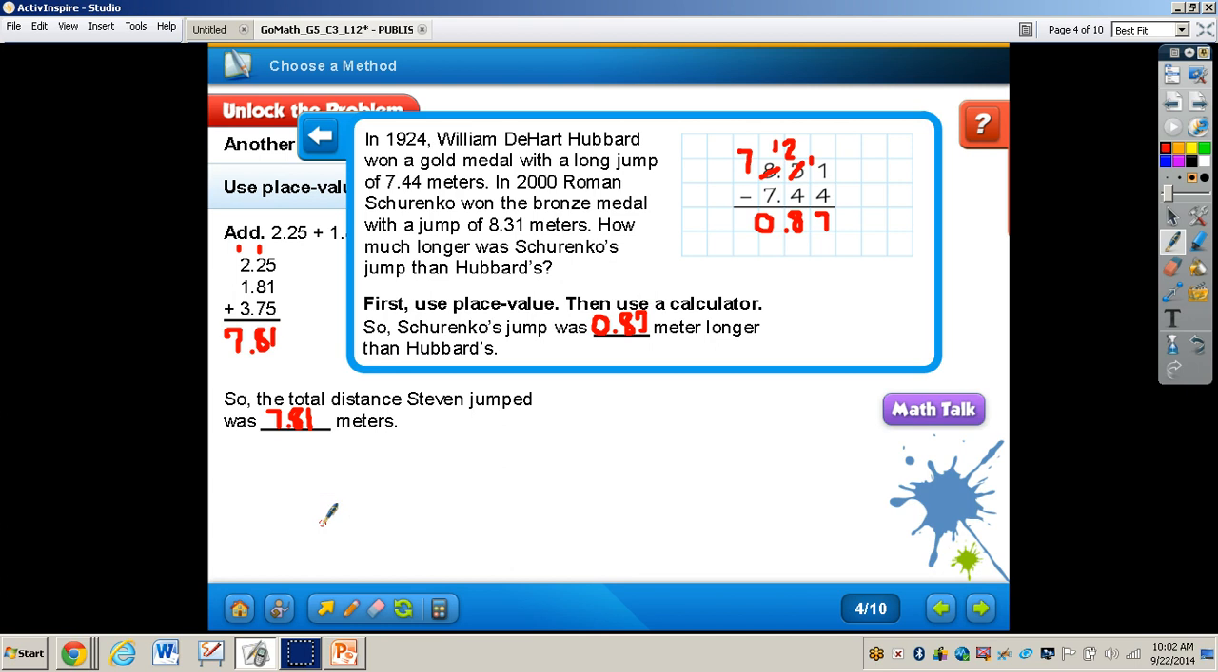Okay, now there's a question there. Explain why you cannot use the commutative property or the associative property to find the difference between two decimals. Now it's important to understand, remember, commutative property means that you can change the order of the addends. You cannot change the order of the numbers whenever you subtract, okay? It will not give you the same answer.